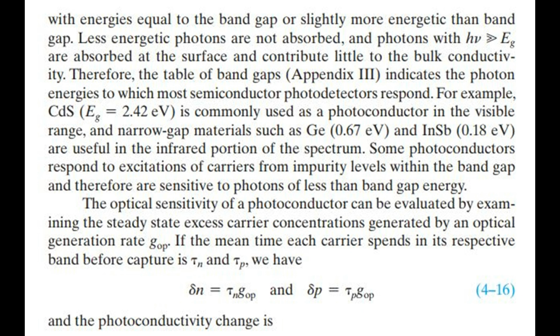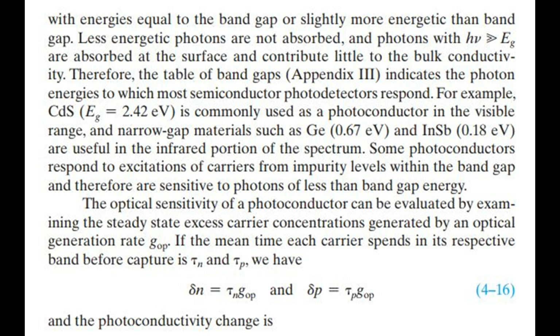Eg equal to 2.42 electron volts, is commonly used as a photoconductor in the visible range, and narrow-gap materials such as germanium, 0.67 electron volts, and indium antimonide, 0.18 electron volts, are useful in the infrared portion of the spectrum. Some photoconductors respond to excitations of carriers from impurity levels within the band gap and therefore are sensitive to photons of less than band gap energy.